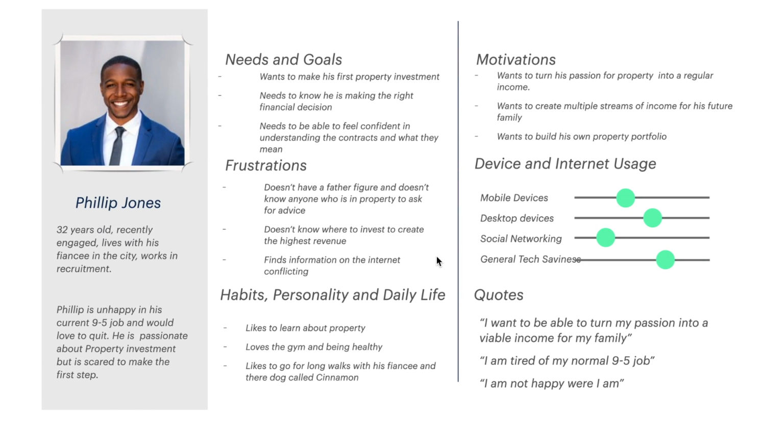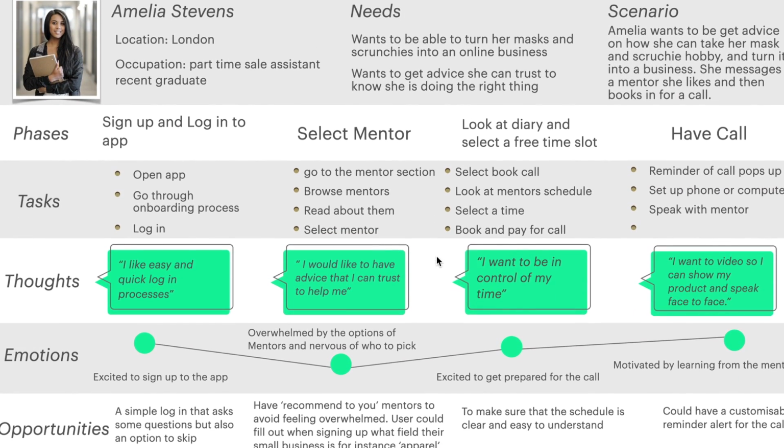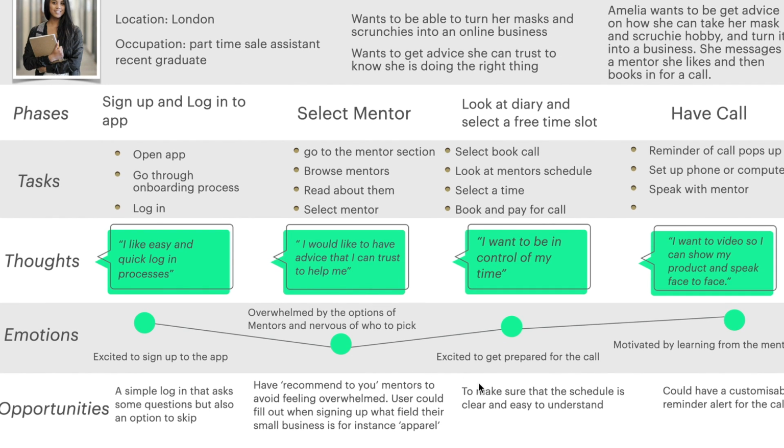Here we've got another user profile, a different idea from a different angle. It's good to have different perspectives. And then here we've got the user journey of Amelia Stevens, showing the phases and tasks for a specific scenario. This is her finding a mentor and messaging to book a call. And you can see her emotions as she's going through. And then underneath we can identify the opportunities through her emotions and the process of going to book this call, so what we would need to put into the app and how it will function.